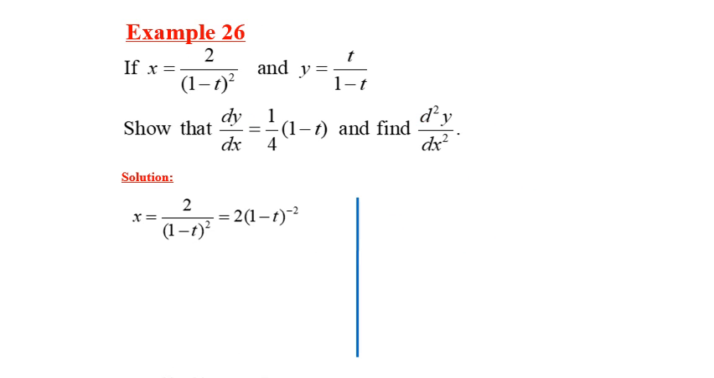Right, so next we move to example 26. In example 26, given x equals 2 over (1 minus t) squared, and y equals t over 1 minus t, show that dy/dx equals 1 over 4(1 minus t).